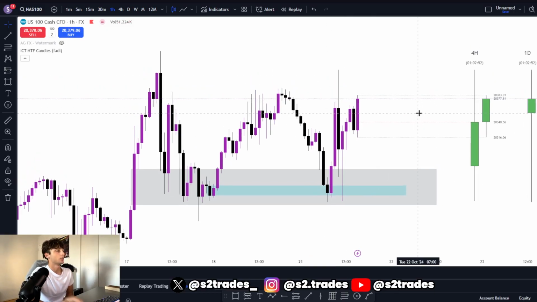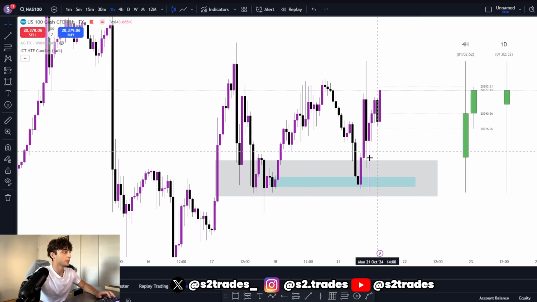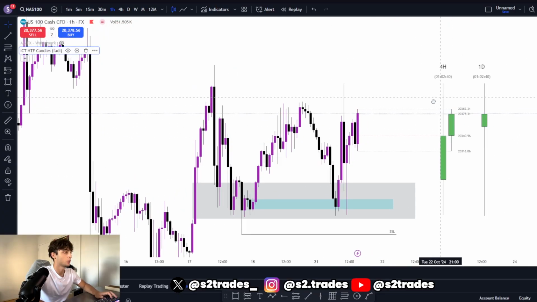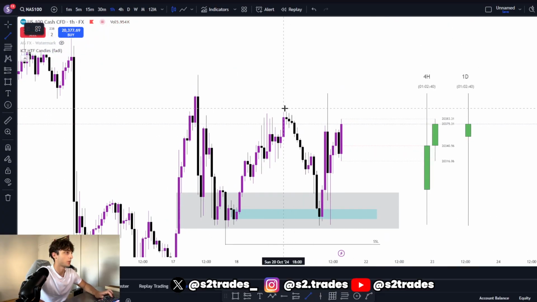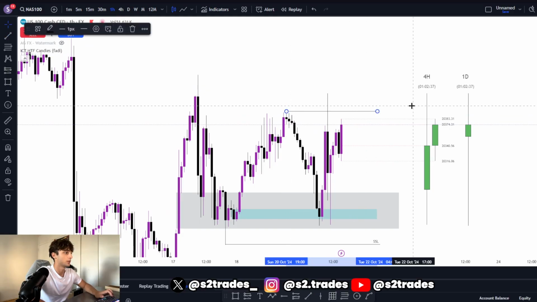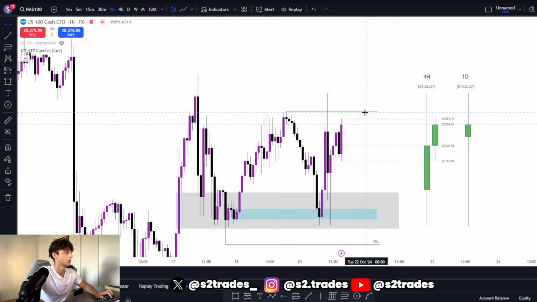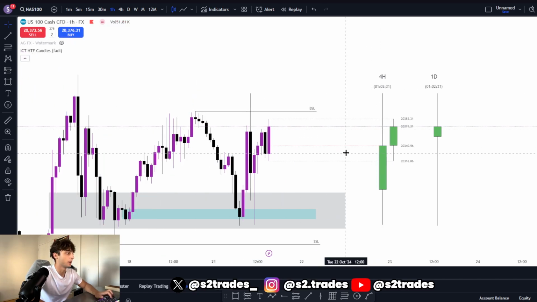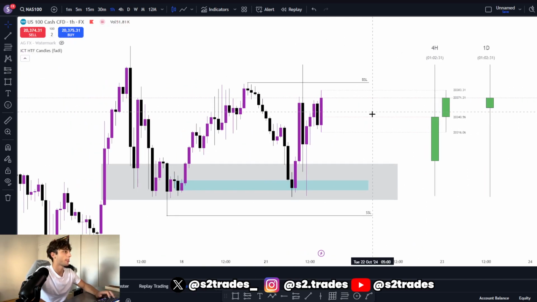Sorry, I forgot to do one thing. I usually state the buy side liquidity and sell side liquidity. So here's sell side liquidity. This is the most prominent, and then here's the most prominent buy side liquidity for now. So I stated these two out.